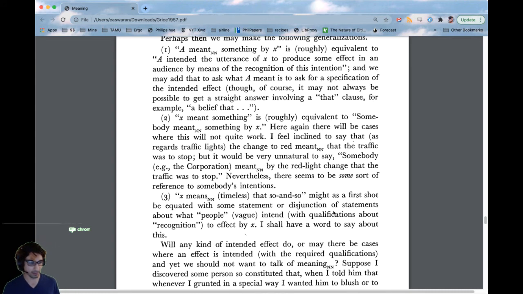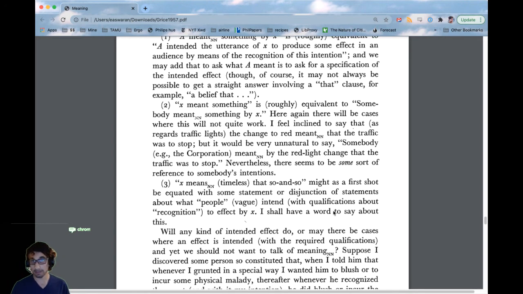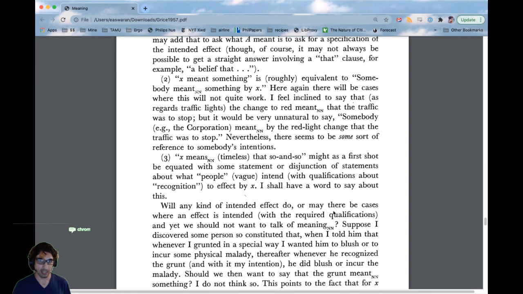2. X meant something is roughly equivalent to somebody meant something by X. So that is, the bell means something, or the cut in my salary meant that I was to be insulted. Here again, there will be cases where this will not quite work. I feel inclined to say that, as regards traffic lights, the change to red meant the traffic was to stop, but it would be very unnatural to say somebody meant by the red light change that the traffic was to stop. Nevertheless, there does seem to be some sort of reference to somebody's intentions.